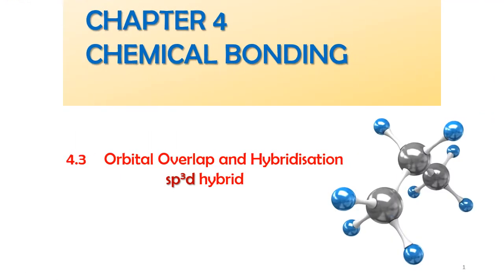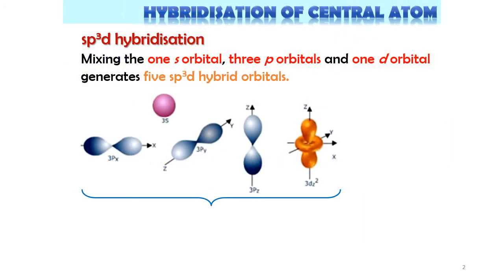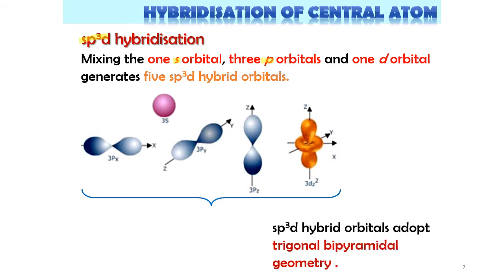Hi everyone, let's continue with sp3d hybrid. sp3d hybridization is a mixture of one s orbital, three p orbitals and one d orbital. So it will result in sp3d hybrid orbitals, and you will have 5 of them. And this will adopt the trigonal bipyramidal geometry.